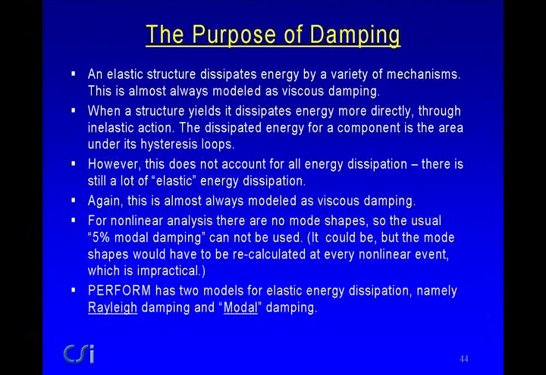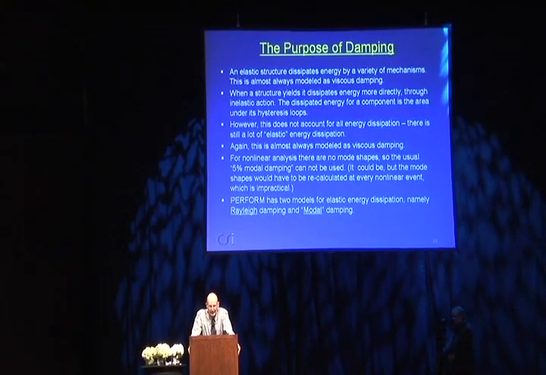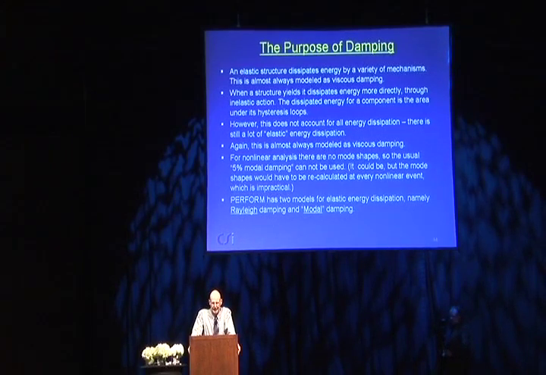There's a bunch of different things that can happen. They're rather difficult to identify exactly what these mechanisms are, but this is almost always modeled as viscous damping for analysis. It's not viscous damping. It's highly unlikely that it is. So viscous damping for linear analysis is a modeling assumption. Typically, 5% viscous damping is a common assumption, and that's been established as being a reasonable assumption to make in most cases.